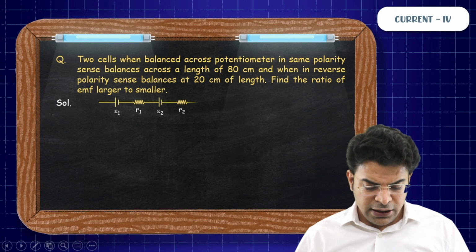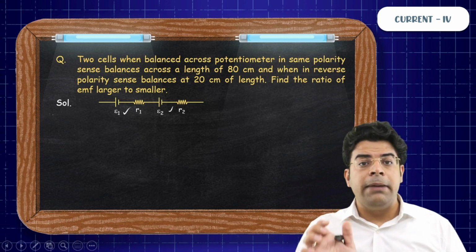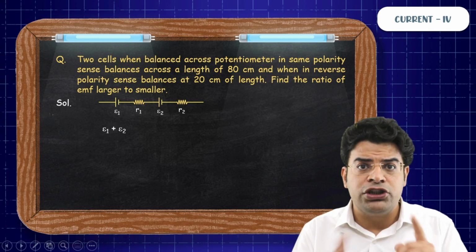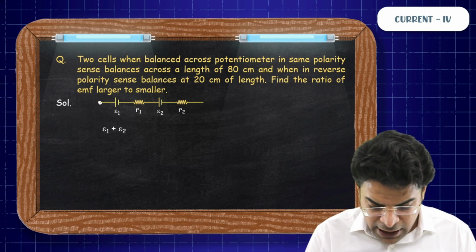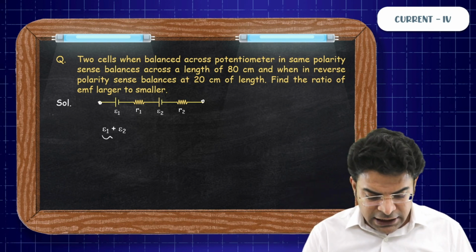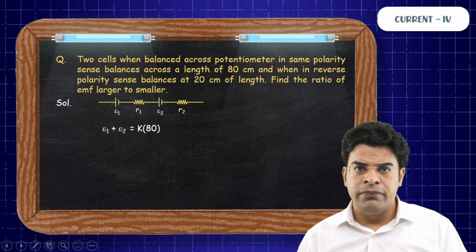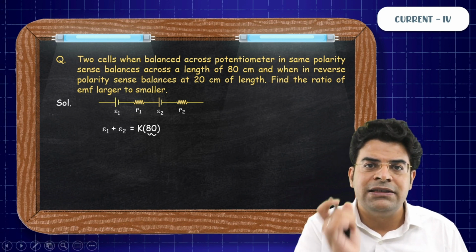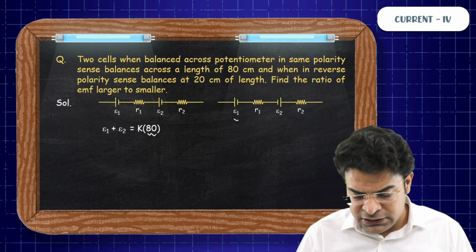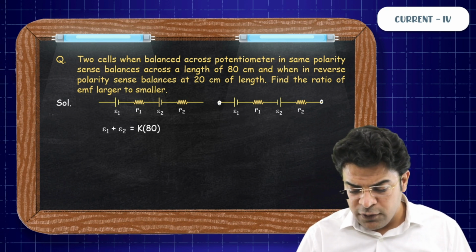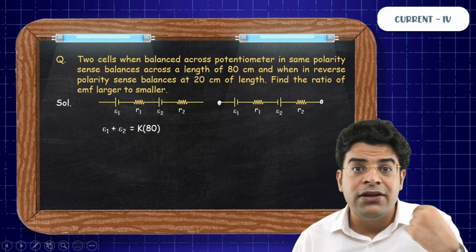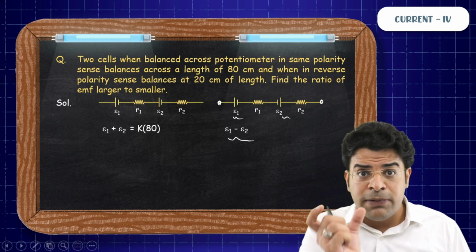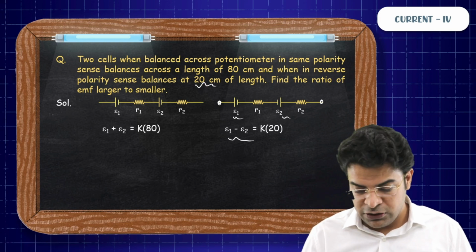So think of the first case when both are connected in same polarity sense, and you will say that if this line is balanced across a potentiometer, then the EMF across this line has to be E1 plus E2. So you will say E1 plus E2 has to be equal to K into 80, where K is the potential drop per unit length and 80 is the length at which the potentiometer balances this combination. When connected in reverse polarity sense, you will say that if no current flows in this line, which is when you are taking the reading, the potential drop across the line will be E1 minus E2, and this balances at 20 centimeter of length, so this has to be equal to K into 20.